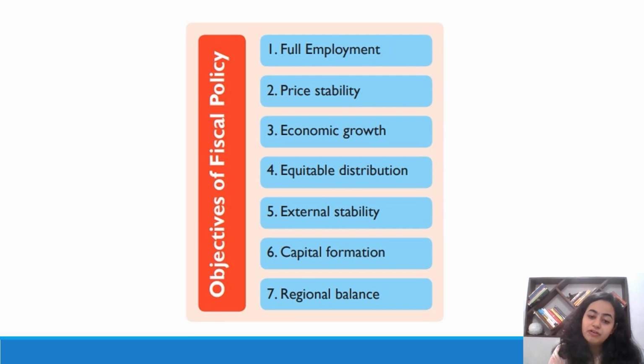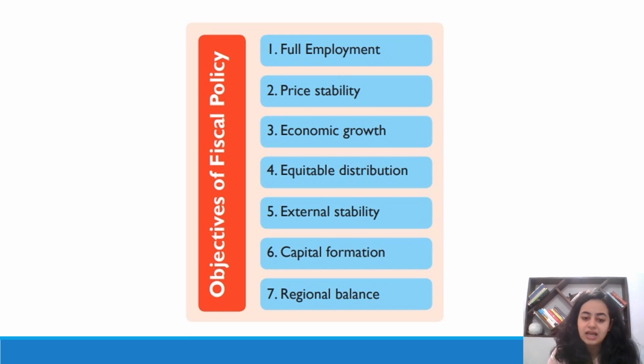Fifth, external stability. Now, external stability is nothing but the BOP equilibrium, balance of payment equilibrium. There are two equilibriums in the economy: internal equilibrium and the external equilibrium. Internal equilibrium is achieved when we equate aggregate demand with aggregate supply, that is within the economy. External equilibrium is when the economy is in equilibrium with the rest of the world as well, that is the external stability. Sixth is capital formation, or it is the basis of all development that is going to happen.